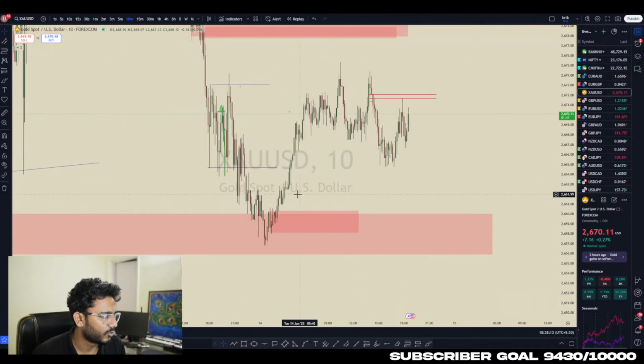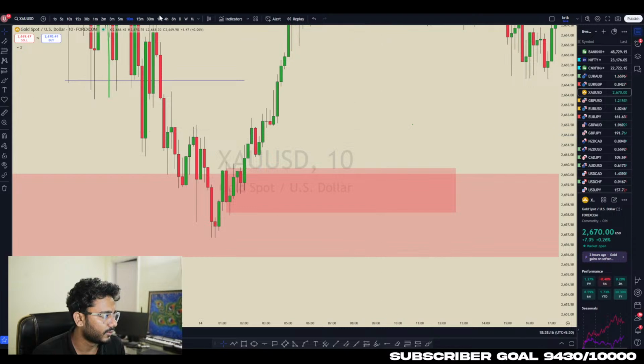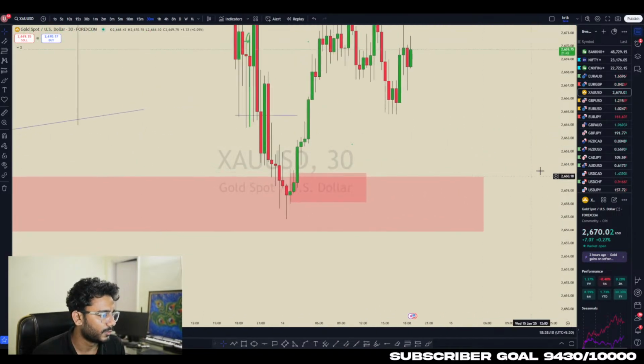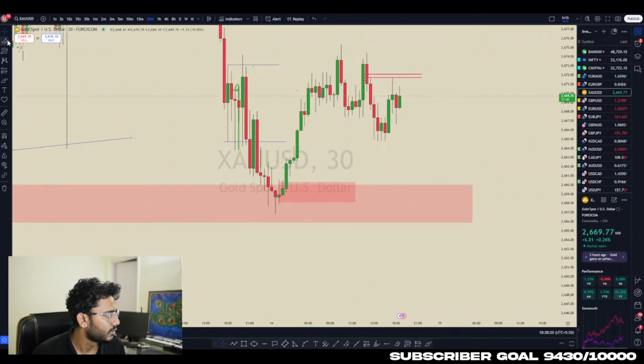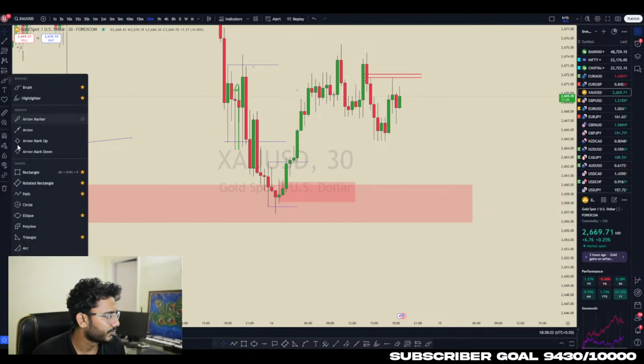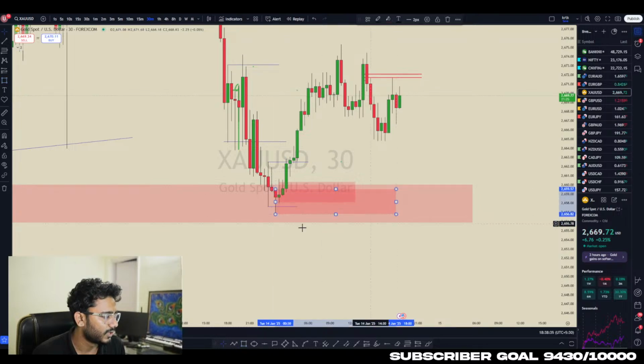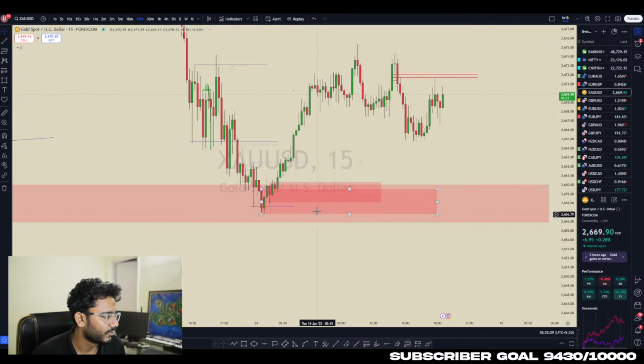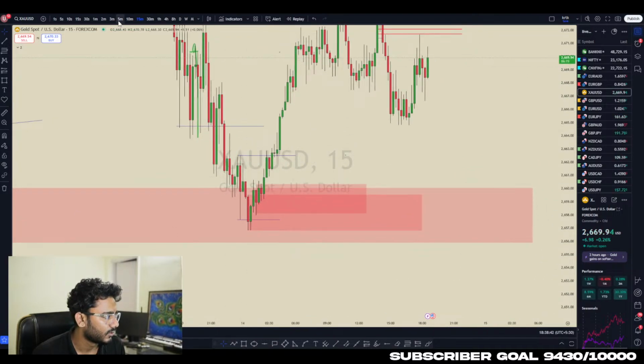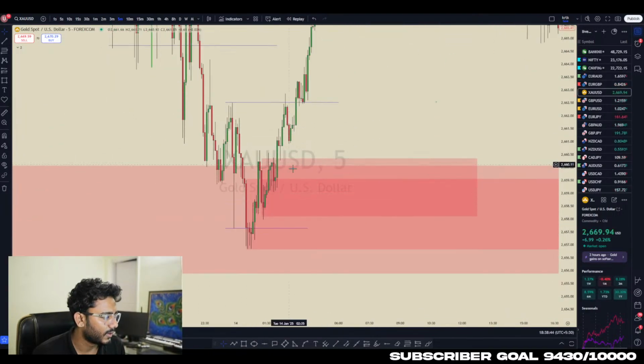So let's see here, because we have already tapped from this demand zone. On 30 minutes, we can see this candle is liquidated, and then this candle broke the structure. So let's see which candle broke the structure. This candle swept the liquidity and then it gave us a break of structure, or change of character, here. If you go to a lower time frame, we can see there's an imbalance here in this order block.